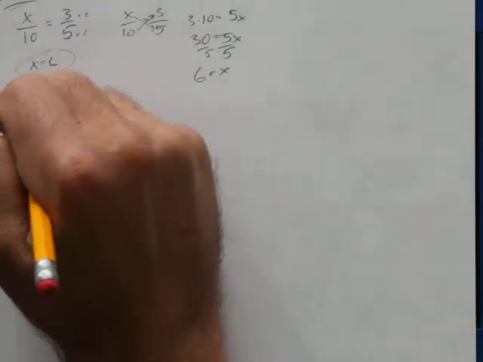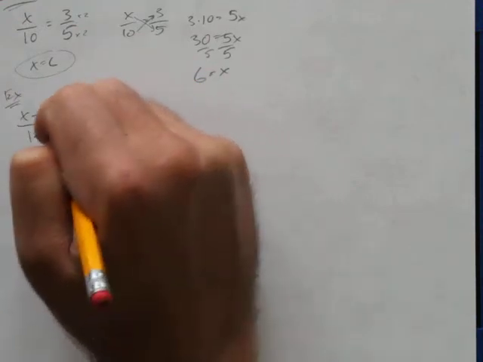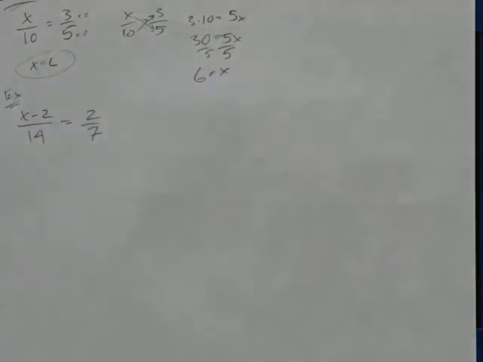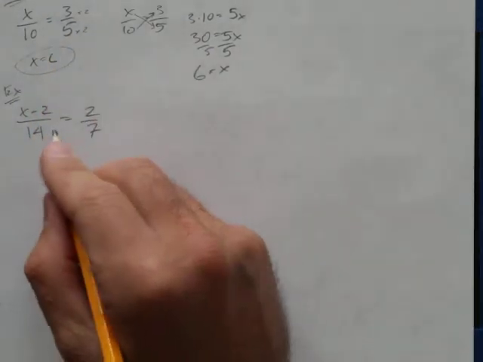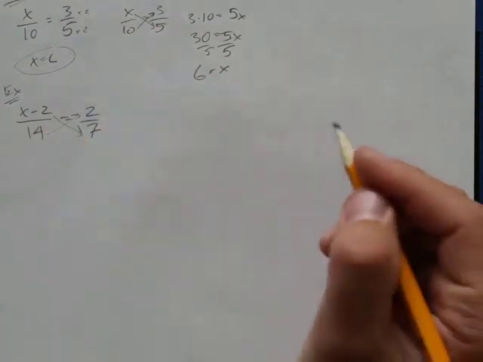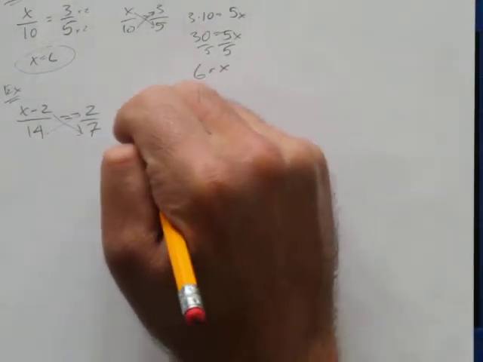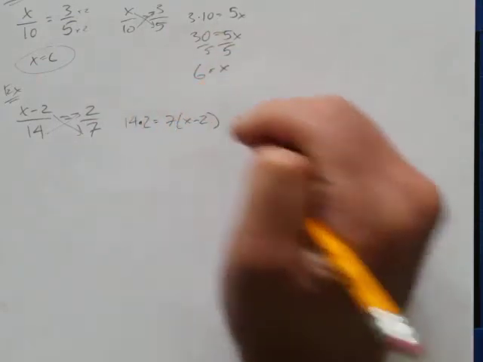Now, here's where it might get a little bit more tricky. X minus 2 over 14 equals 2 over 7. This one's going to be a little bit more difficult to reason out like this, so I suggest just straight up do the cross products. 14 times 2 equals 7 times x minus 2.